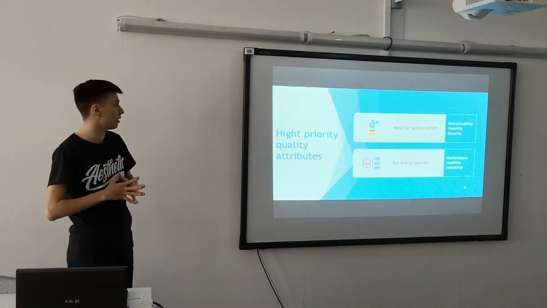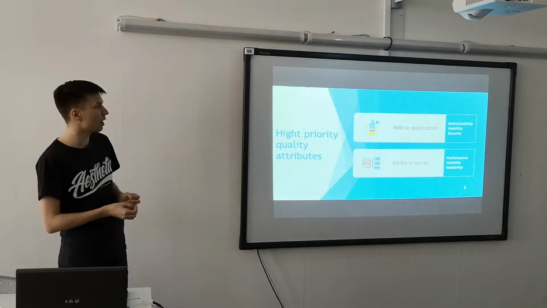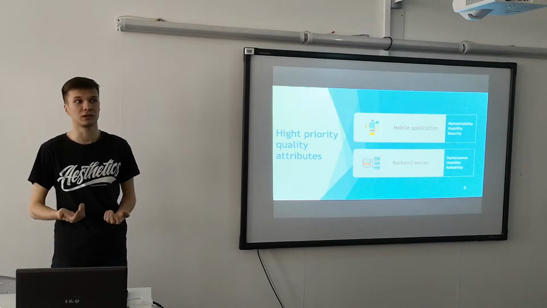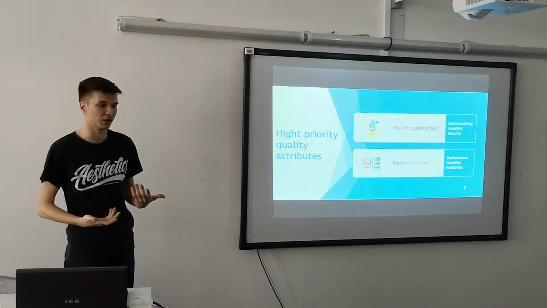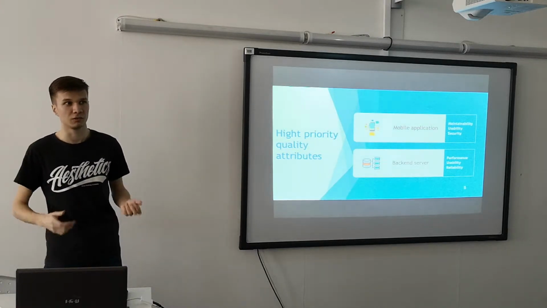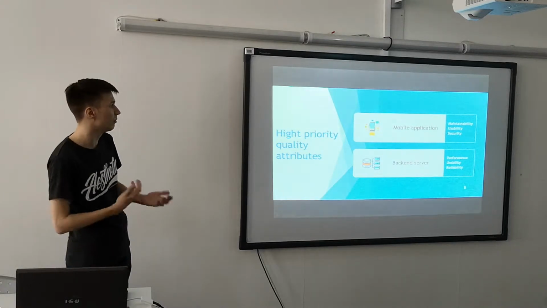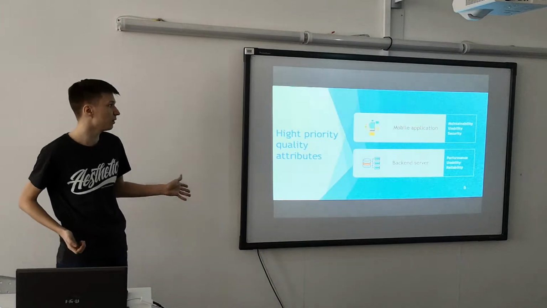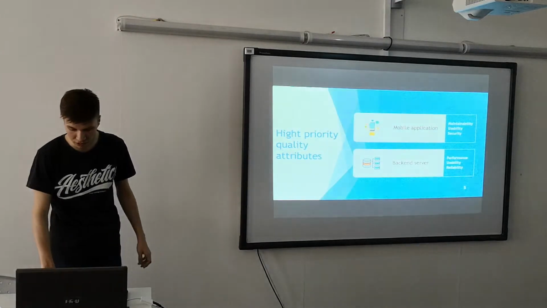For the high priority quality attributes, we identified 6 of them: 3 for the mobile application and 3 for the backend server. How we identified them: we evaluated them from the previous delivery of the quality plan. We saw the ISO 25010 tables that we did, identified where we got the most information, and defined them. So the mobile application is mostly maintainability, usability, and security. For the backend server, it's mostly about performance, usability, and reliability in some way.